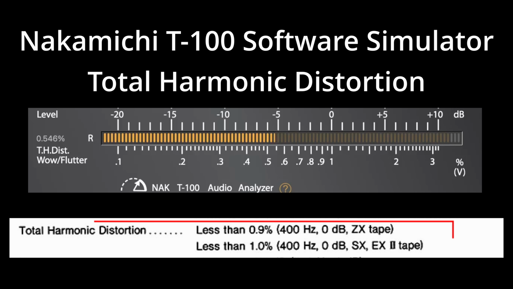The LX5 has a specification for total harmonic distortion of 0.9% at 400 Hz, and this happens to be a metal tape, so this is ZX tape. And as you can see, it's running about 0.5% distortion. It specs 0.9, and then we can go over here to the right channel.